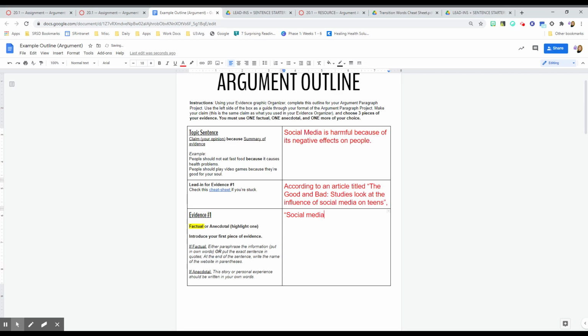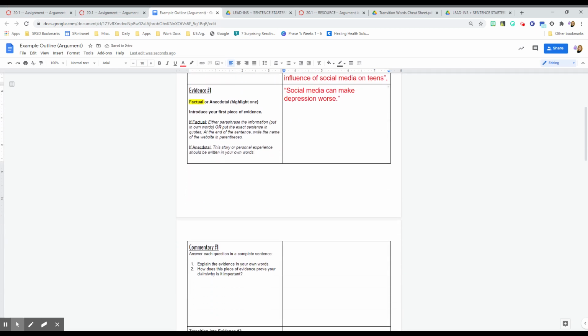So I'm going to go ahead and share my first piece of evidence here. And we are ending that quote. Okay. So listen to how this reads. Social media is harmful because of its negative effects on people. According to an article, "The Good and Bad, Studies Look at the Influence of Social Media on Teens," social media can make depression worse. Okay, and we're going to slide down to our commentary section here.